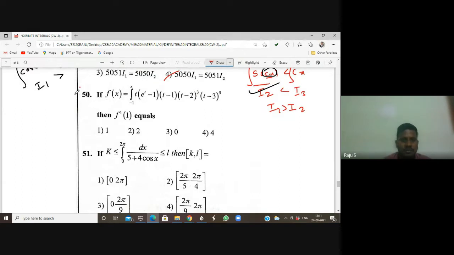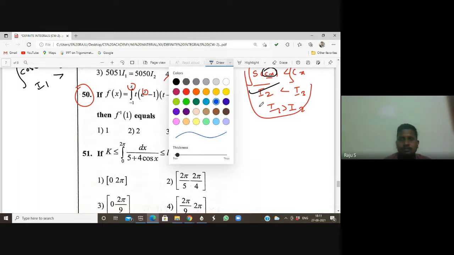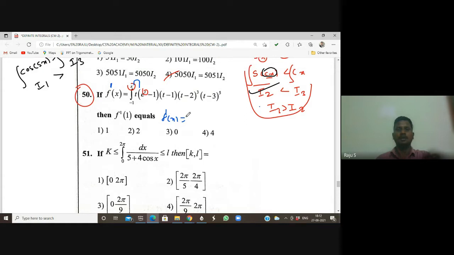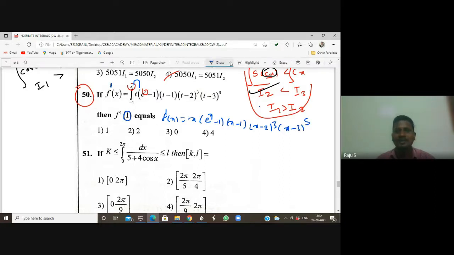I'm going to explain 50. I'll explain the difficult one, the easy one you can do. Here again t, but the limits are here. Leibniz rule. Can you tell me what is f dash? F dash of x is equal to replace t by x, into e power x, (x minus 1), (x minus 2) the whole cube, (x minus 3) the whole power 5. But what value are they asking? F dash of 1. Now replace x by 1, that's all.